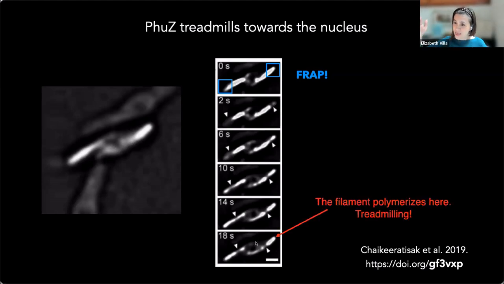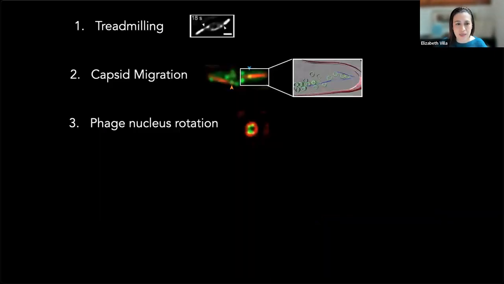And so what that means is that new fuzzy subunits are added on the back, and that pushes the subunits in this region, in this case the bleached part, towards the center of the cell, and that means that the filament is treadmilling, as Dave Agard's lab had seen before in vitro. So basically, I told you that the filaments treadmill, that the capsids migrate along these filaments, and that the phage nucleus rotates. And they all do it effectively at the same speed.